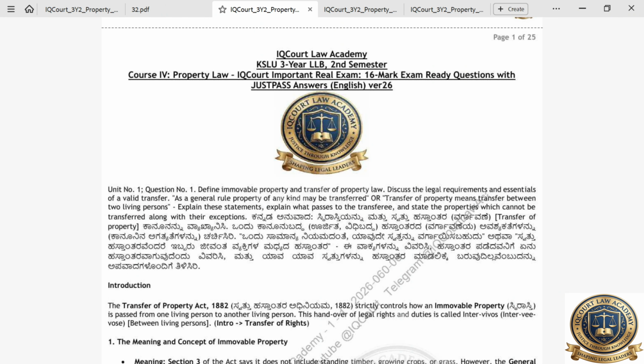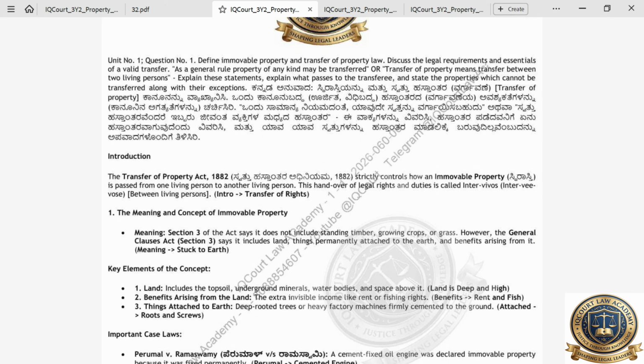So an IQCourt Law Academy student should be perfect and fully confident. You will get the question exactly like this in the exam. So we have combined all those questions. They will also ask using words like Sthirasti, Mantu, Sottu, Astantara, Vargavane. All these words we have taken from the real exam questions; we are not simply adding those words. They will ask like this also: Urjita, Vidibadda, Vargavane.